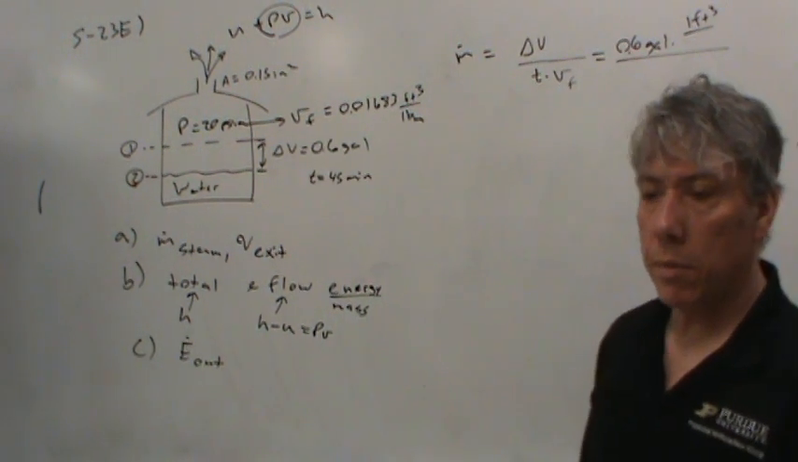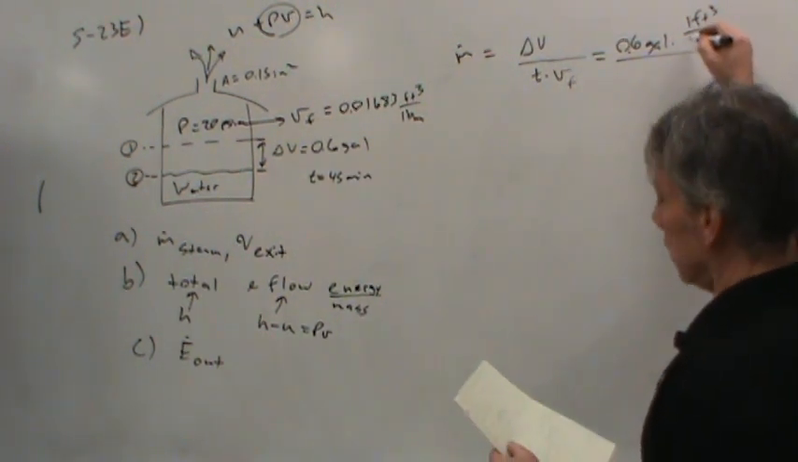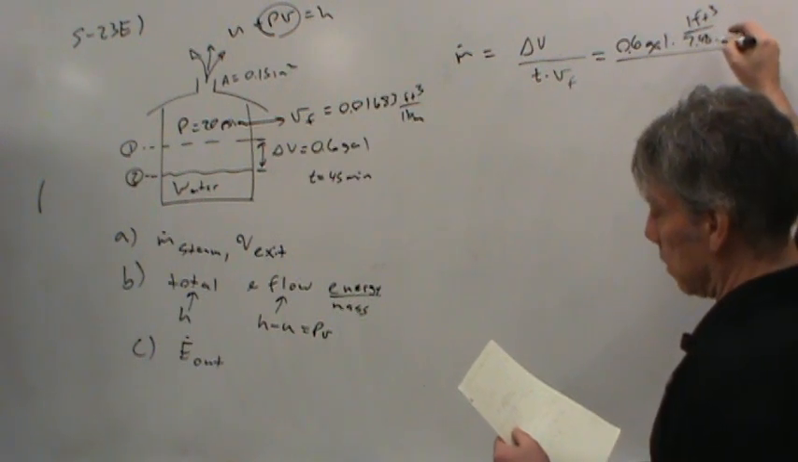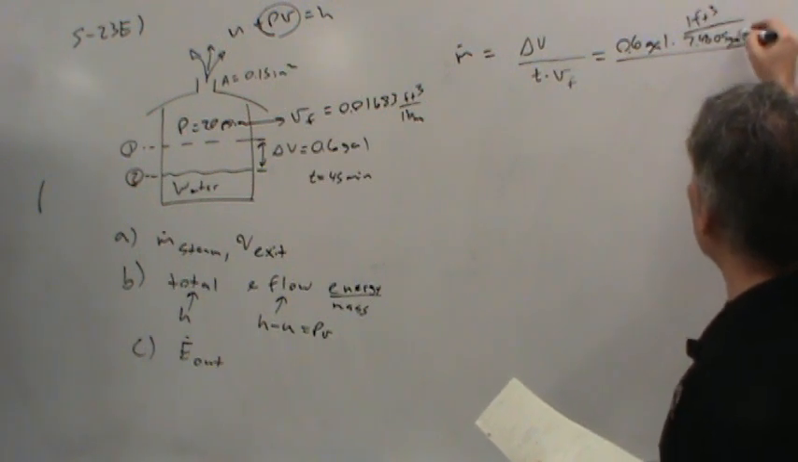It's in the conversion table in the back of the book. 231 cubic inches. It's 7.4805 gallons. I think that's in there. If not, you can write it in.